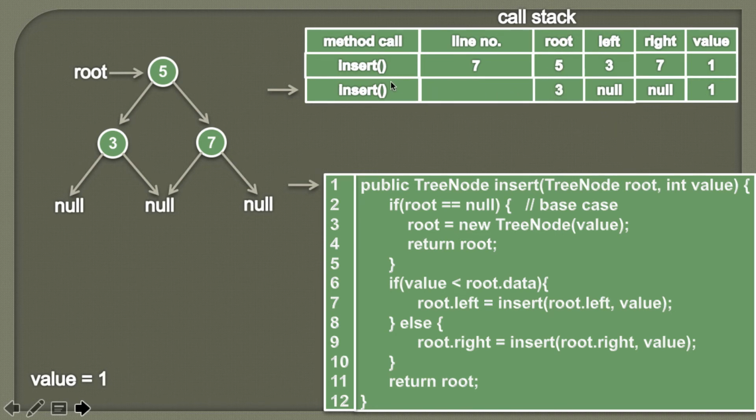So here you can see there will be a new insert method where root will be 3 and left and right are null, and the value which you want to insert is 1. So here now root will point to 3. We'll check whether root is equal to null or not. So root is not equal to null. And then we'll check whether value which we want to insert is less than root.data or not. So here 1 is less than 3. So we know that 1 should lie to the left subtree of the root having value as 3.